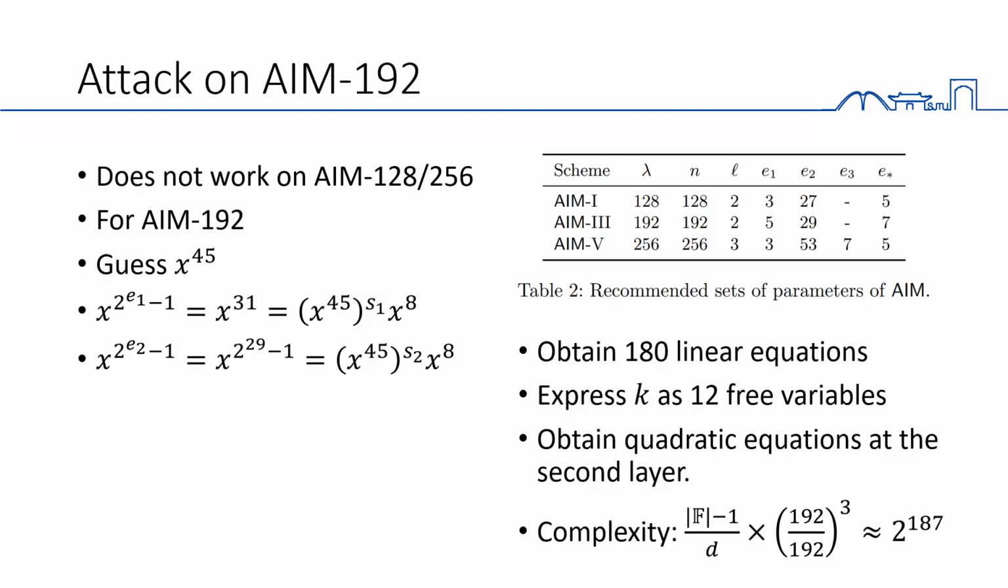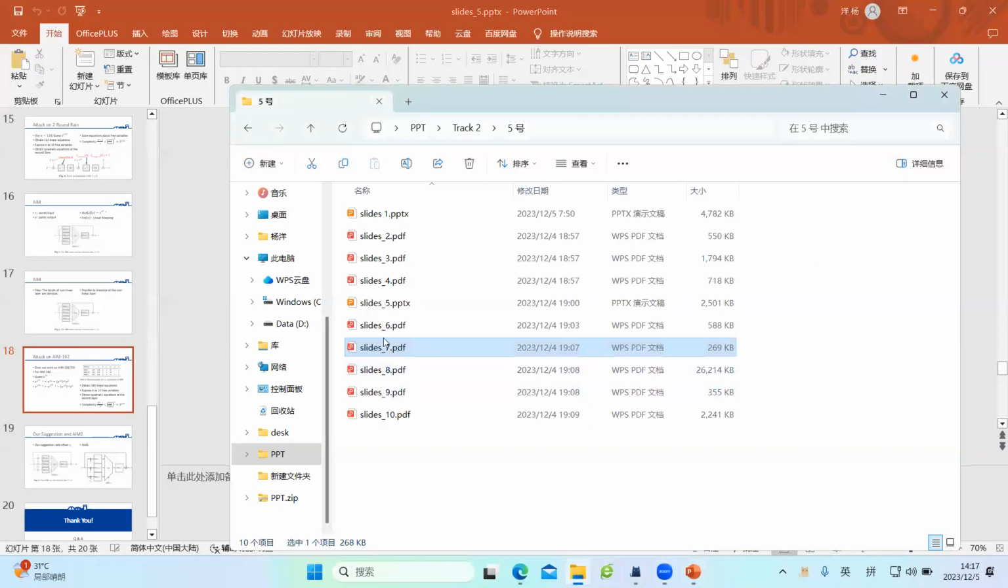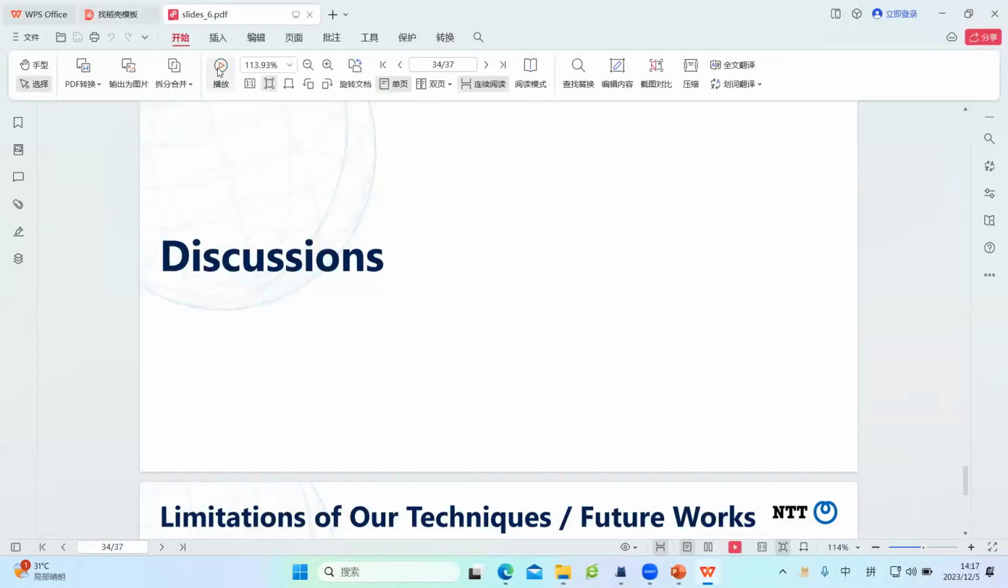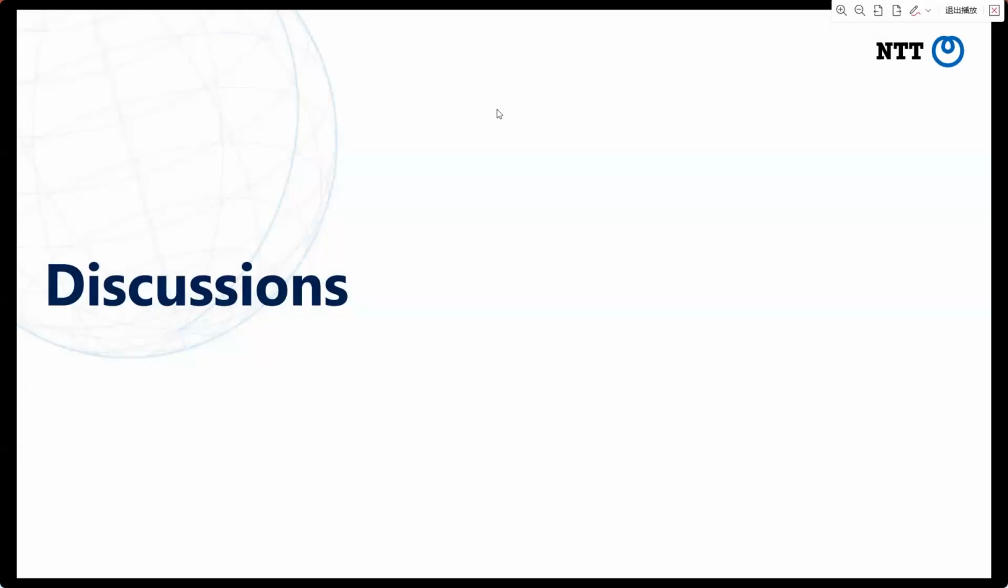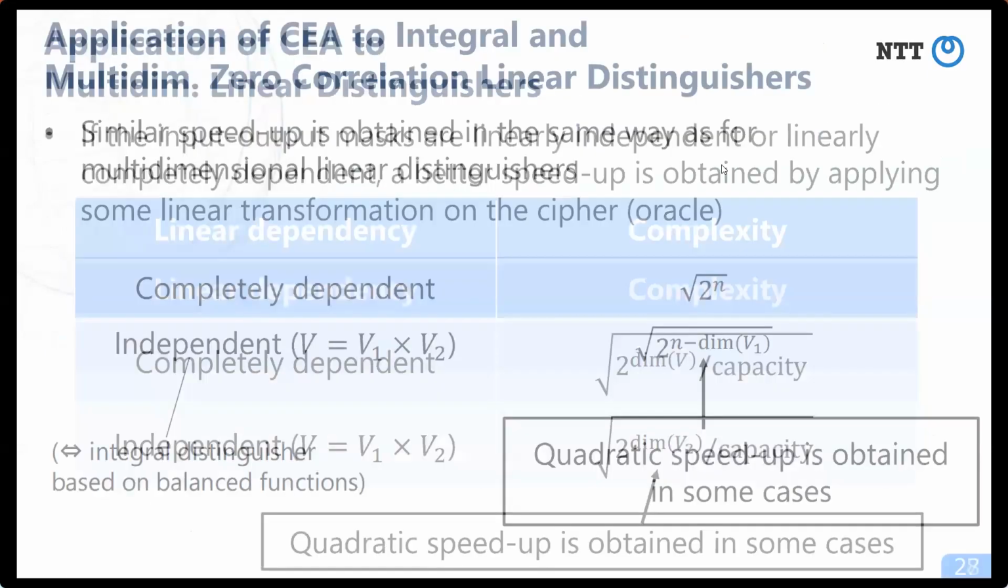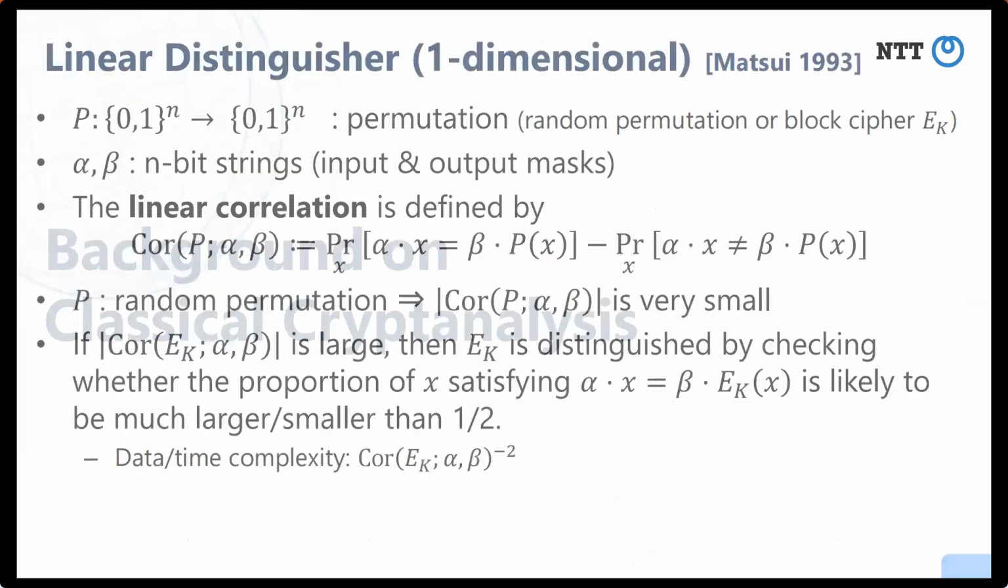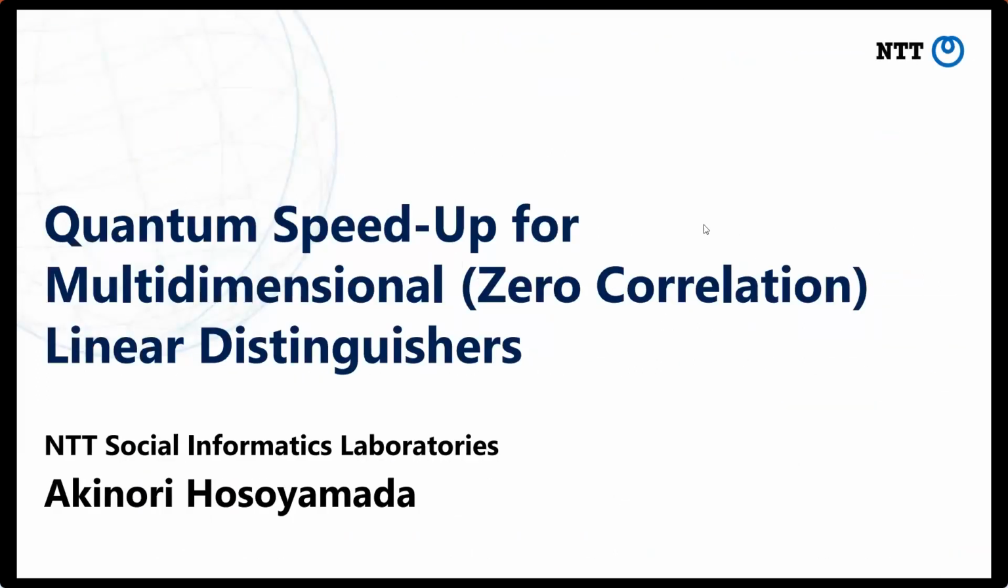Okay. So no more questions. Let's thank the speaker. Right, so the second talk of this session will be on quantum speedup for multidimensional zero correlation linear distinguishers. This is a paper by Akinori Hosoyamada.